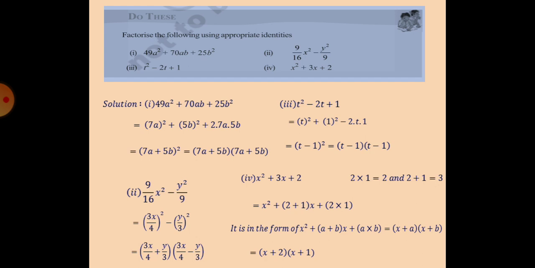It is in which form now? X plus a into x plus b. So x plus a means x plus 2 into x plus 1. So the factorization is x plus 2 into x plus 1, or in other words we can say that when we multiply x plus 2 and x plus 1 we get x square plus 3x plus 2.